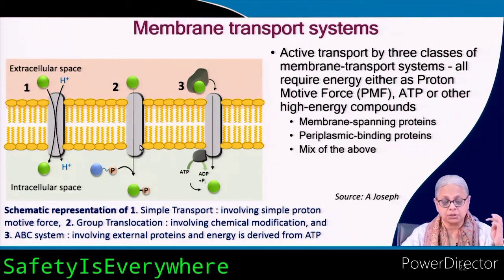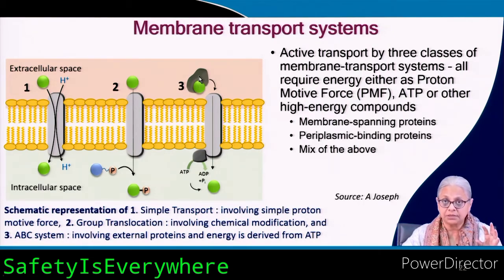So that's group translocation. And then the final one is the ABC system. The ABC system is short for ATP binding cassette. It involves external proteins. So there is an external protein here. It binds to the substrate that needs to be brought in.